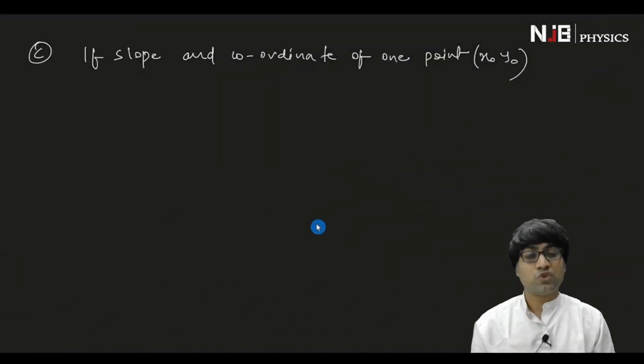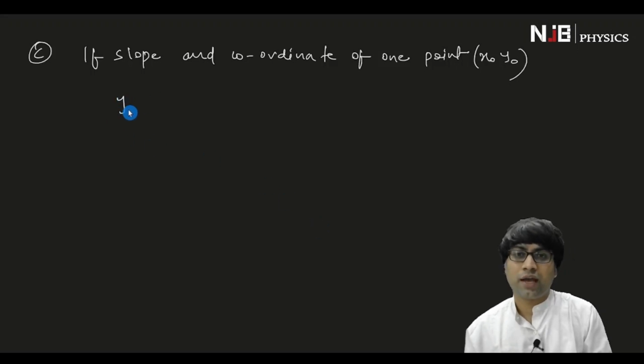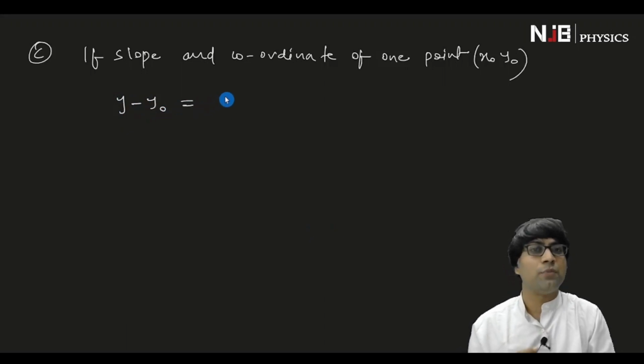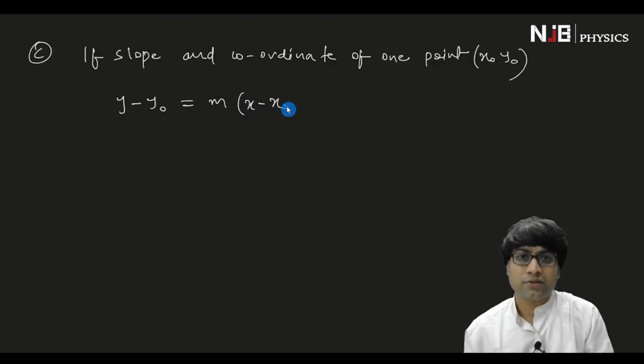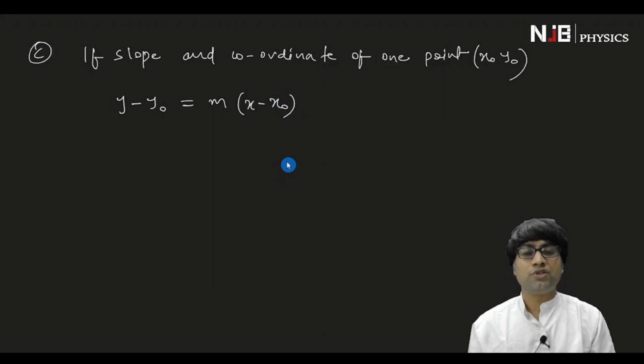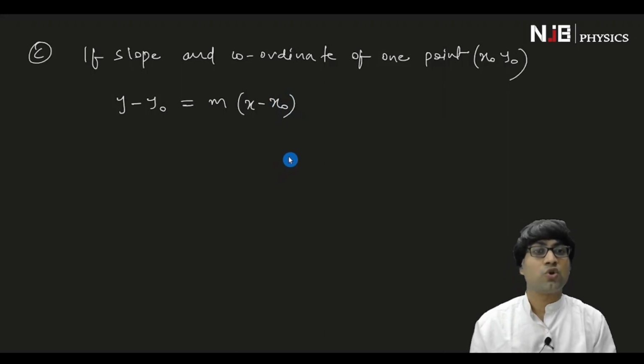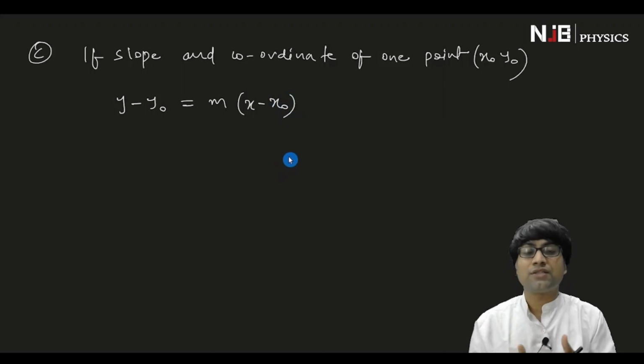If we are in a situation that the slope is known to us and the coordinate of one of the points is known to us, then the equation of a straight line will be y minus y naught equal to slope times x minus x naught. It can be either theta is known or m is known. Let's say m is known, so it is m times x minus x naught. So this is going to be the straight line in case the coordinate of any one point, x naught, y naught, is known to us.